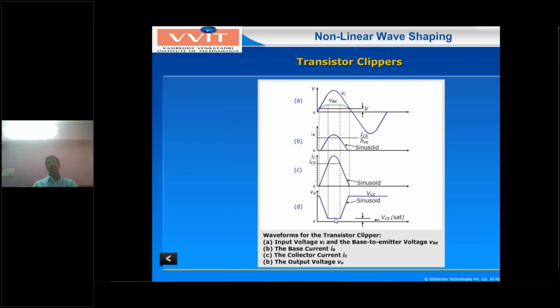The transistor goes into saturation, and saturation means VC sat, a low voltage. Between V gamma and VBE sat, the transistor is operating in the active region, so the output voltage will decrease. Whenever the transistor goes to the off condition, the collector voltage is VCC. So whenever the input voltage is greater than the cut-in voltage, the transistor goes into the active region, so the collector terminal voltage decreases, finally going to saturation.